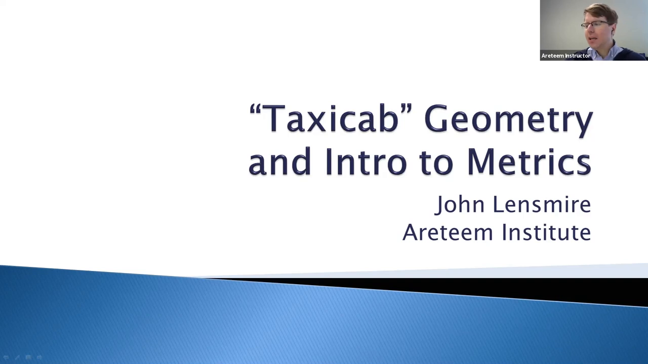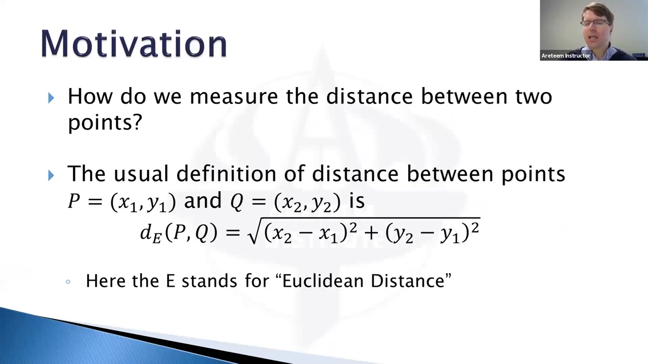So what is the rough motivation for all of this? We're thinking about how you measure distance between two points. If I ask you this question, you will say there is an answer: we have a usual definition of the distance between two points. You take the change in X and the change in Y, you square both of these, then add them up and take the square root. This is what we're going to call today a Euclidean distance.